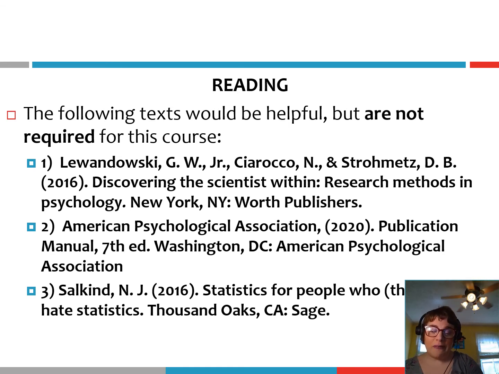And equally valuable is our stats book, which is Statistics for People Who Hate Statistics. Again, most stats textbooks feel really inaccessible and complicated, but this is a very simple sort of how-to guide for even the most complex statistics. And lastly, we have the 7th edition of the APA manual, which just came out this year. So we are going to be talking about APA style in this course, so it might be helpful to have kind of a how-to guide.